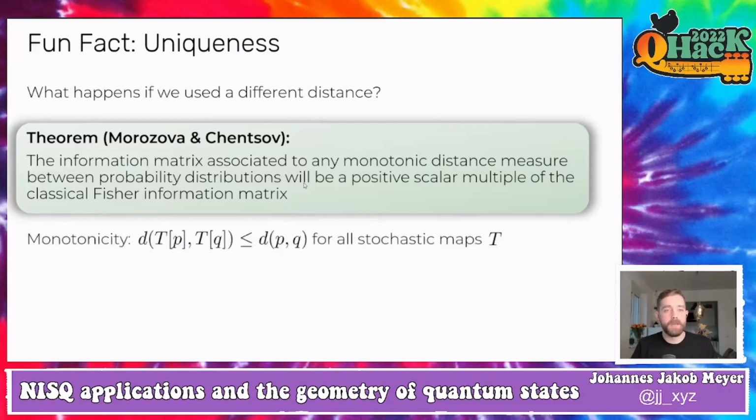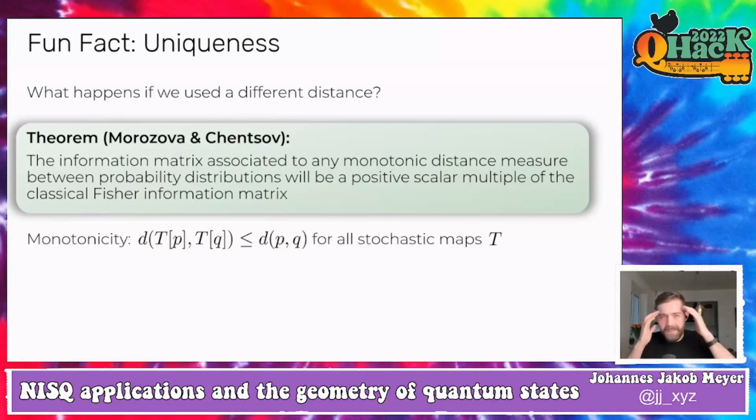A monotonic distance measure fulfills these inequalities, which say that for any stochastic map, the distance can only decrease. What does this mean? A stochastic map is just a description of a process that, for example, scrambles your probability distribution, or some noise that you get on the measurement. What it says is that if you have two probability distributions, P and Q, you cannot make them more distinguishable, so farther apart, by applying such a process. And this is actually an extremely reasonable requirement for any distance.